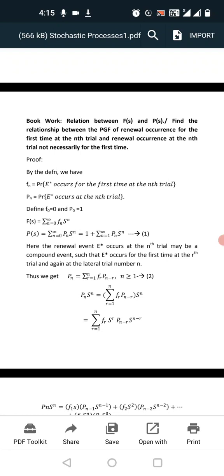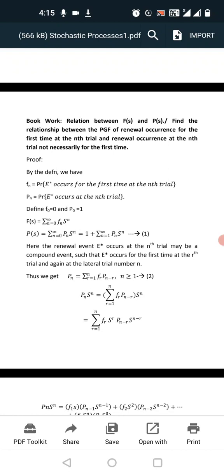This theorem finds the relationship between the probability generating function of the renewal occurrence for the first time at the nth trial and the renewal occurrence at the nth trial, not necessarily for the first time. The proof is, by definition, we know that fn is the first time at the nth trial and pn is the occurrence at the nth trial, with the initial conditions f0 equal to 0 and p0 equal to 1.